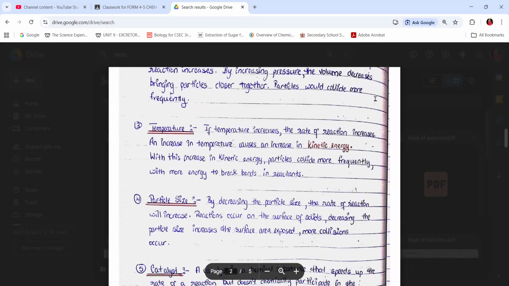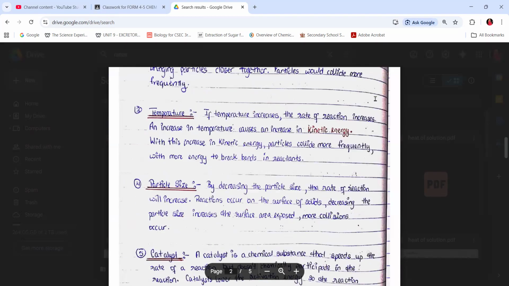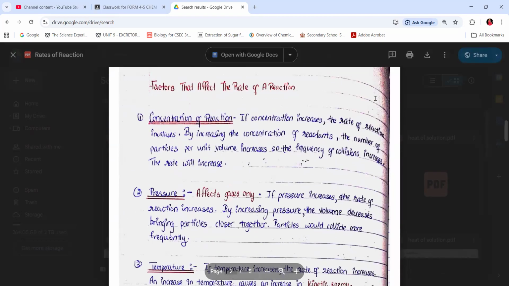Now, there are 6 factors in total that affect the rate of reaction. The first one is concentration. If the concentration increases, the rate of reaction will increase because when you increase concentration, you have more particles. Increased concentration equals increased particles. When you have more particles in a confined space, they're going to bump into each other more. Because the frequency of them bumping into each other increases, your reaction rate increases.